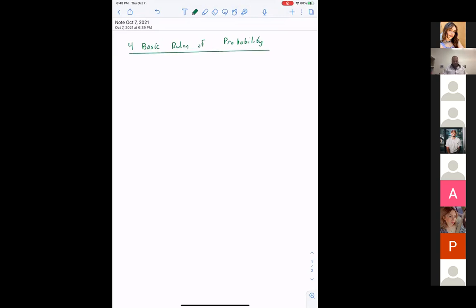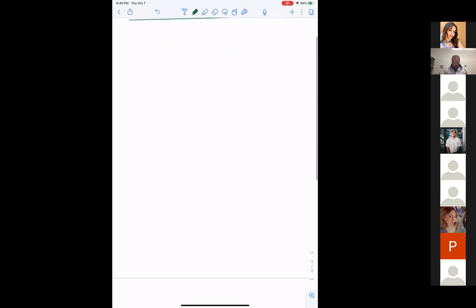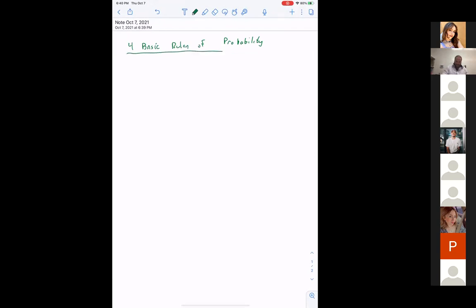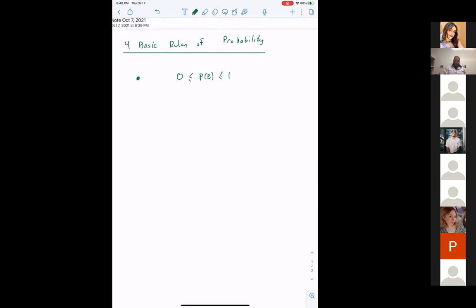Must be between 0 and 1. It has to be between 0 and 1. Well, what is it that has to be between 0 and 1? Probability. Yes. The probability of any event must be between 0 and 1.